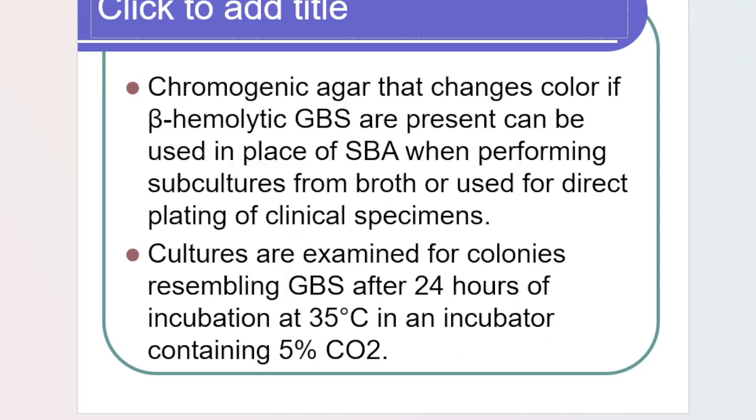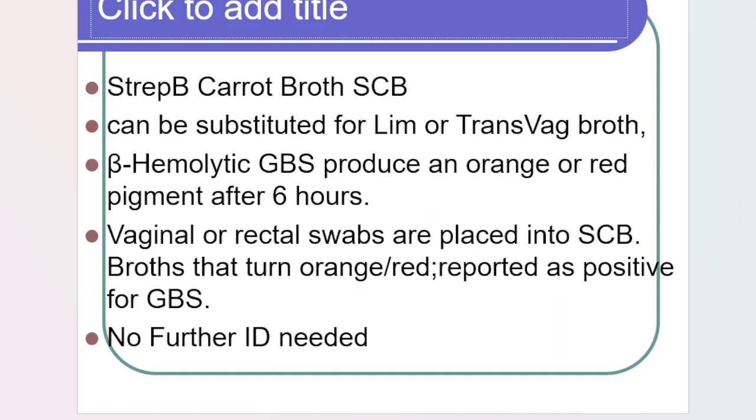Okay? When performing subcultures from broth or used for direct plating, cultures are examined when you use chromogenic agar. So, ganun din, examined after 24 hours of incubation at 35 degrees Celsius in an incubator, usually sa mga candle jar, kasi nga, they need yung 5% carbon dioxide. Okay, reduced oxygen sila, microaerophiles. They need reduced oxygen concentration.